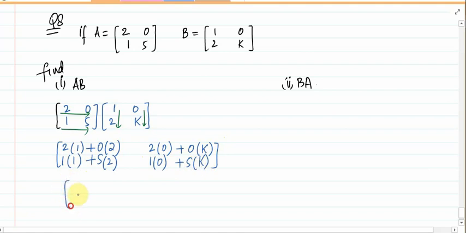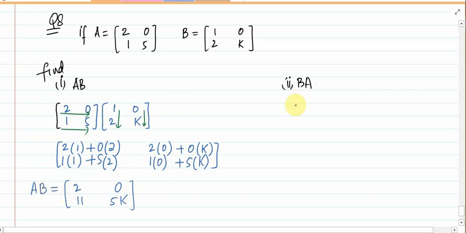Further we solve it, it will be 2, 0 times 2 is 0, 5 times 2 is 10, 10 plus 1 is 11, 2 zeros plus K into 0 is 0, 1 times 0 plus 5 into K, it's 5K, right? That is the value of AB.